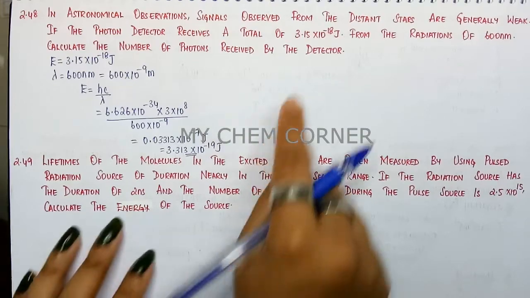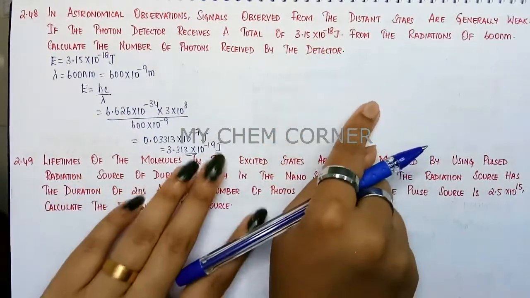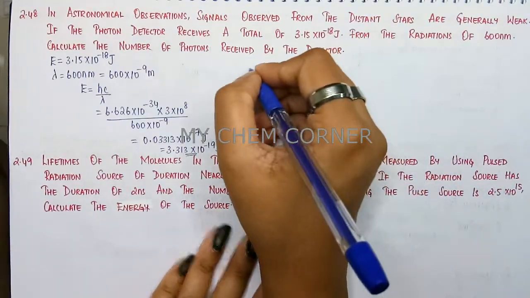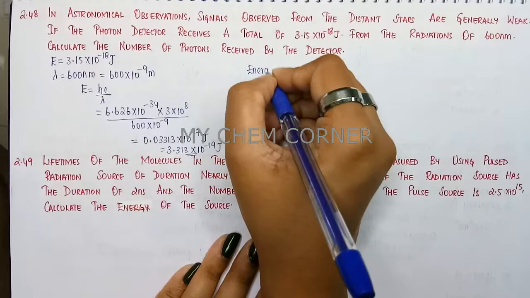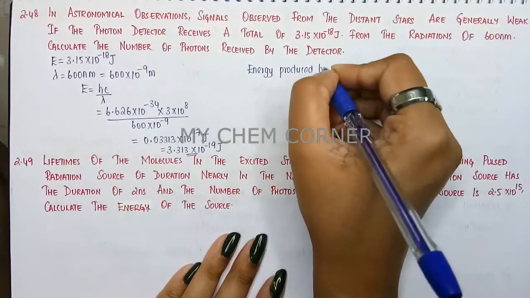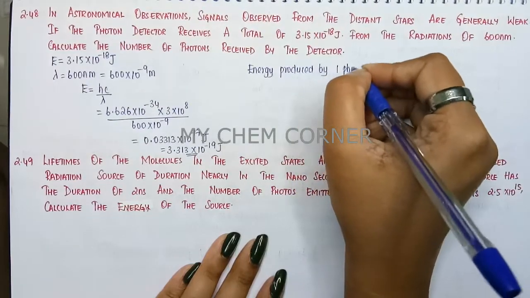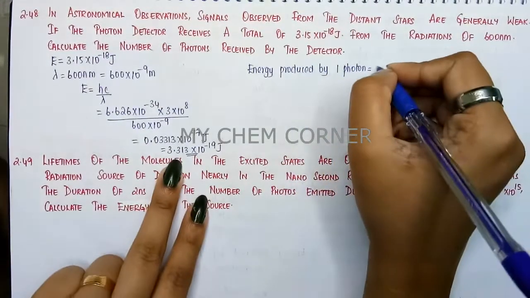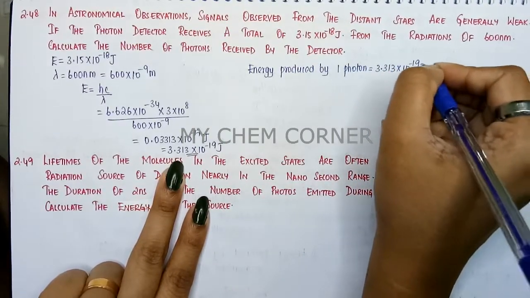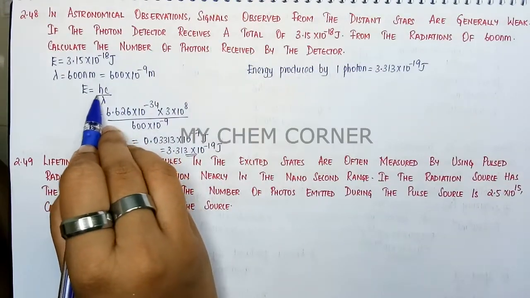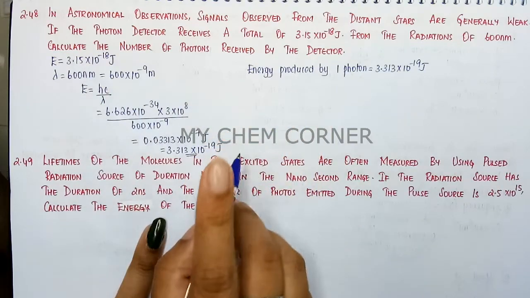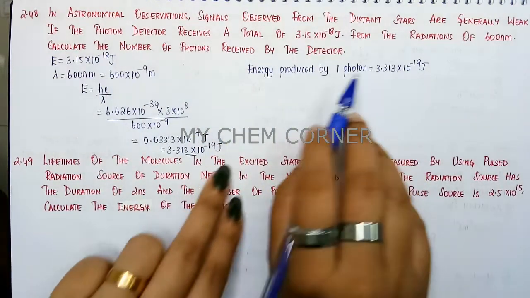Now we need to calculate for this much of energy, how many photons? So basically unitary method. So here we can say that energy produced by one photon equals this much, 3.313 into 10 to the power minus 19 joule. That is why when I wrote this formula here, I didn't write nhc by lambda, because n is anyway 1. For one quanta, photon you found out.